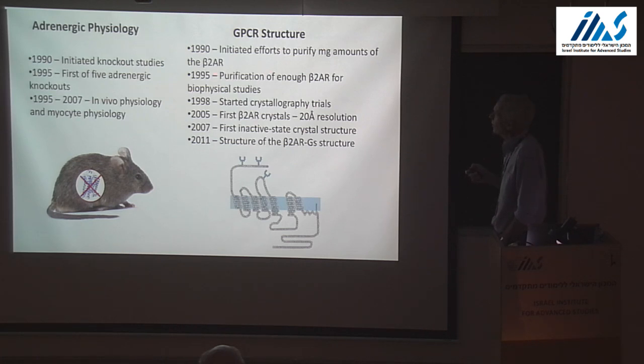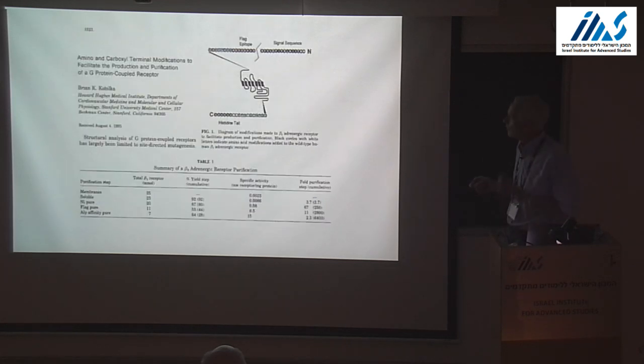By 1995, we were able to purify enough receptor for biophysical studies, and then in 98 started crystallography trials, which really didn't produce anything until about 2004. In 2005, we had our first crystals that we could see diffraction, not much. And then it was in 2007 we had our first crystal structure of an inactive state, and in 2011 a receptor-G protein complex. So this was the very first purification that we published using some tricks to modify the protein.